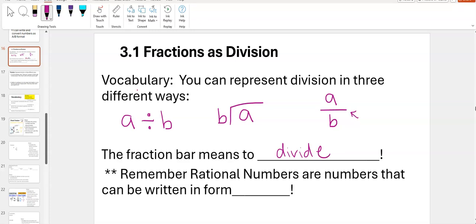Okay? So go ahead and write these down in your note takers. But these are the three ways that we can write division, and a fraction bar is one of them. And then remember that these rational numbers have to be written in the form A over B in order to be considered rational. So that's why we are going over this. So pause the video if you need to and write that down.